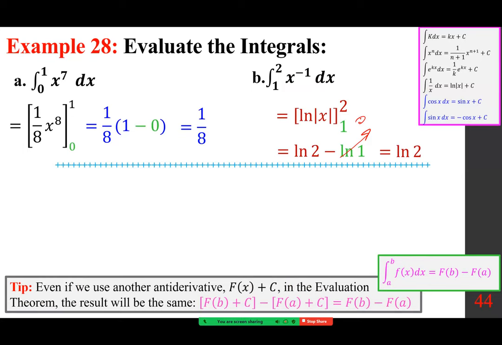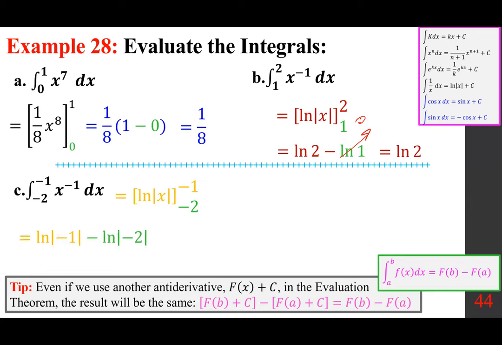If we didn't use the absolute value, it wouldn't make any difference because the lower limit and upper limit are both positive. But I'm using the same question with different limits. Now we must use the absolute value, because if we don't, ln of negative 1 is not defined, because the domain is from 0 to infinity for natural log. So we must use the absolute value here. So as you can see, this is ln 1 minus ln 2. And again, ln 1, you know it to be 0. So negative ln 2 is the precise answer.